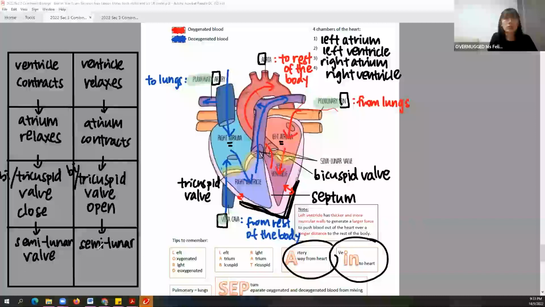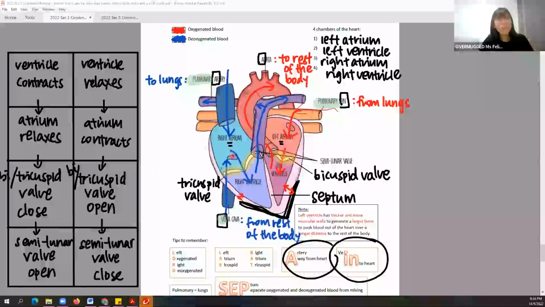So for the semi-lunar valve, it will always be opposite. If the bi- or tricuspid is open, the semi-lunar should close. If the bi- or tricuspid is closed, the semi-lunar should open. Why? Because when your ventricle contracts, it means they want to pump the blood outwards, right? So if they want to pump the blood out of the ventricle, you don't want this door to open. Because if the yellow color door opens, then oh no, your blood goes backwards.